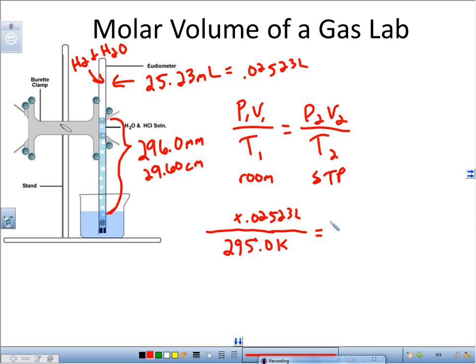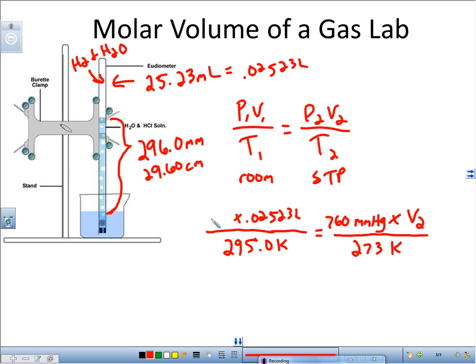Pressure at STP: since I had the pressure in the room in millimeters of mercury, I'm going to use millimeters of mercury for that. The volume at STP is what we want. We want to know what the volume of this gas would have been at STP if we were working at STP. Our standard temperature is 273 K. Standard pressure, standard temperature. This pressure is a little tricky though.